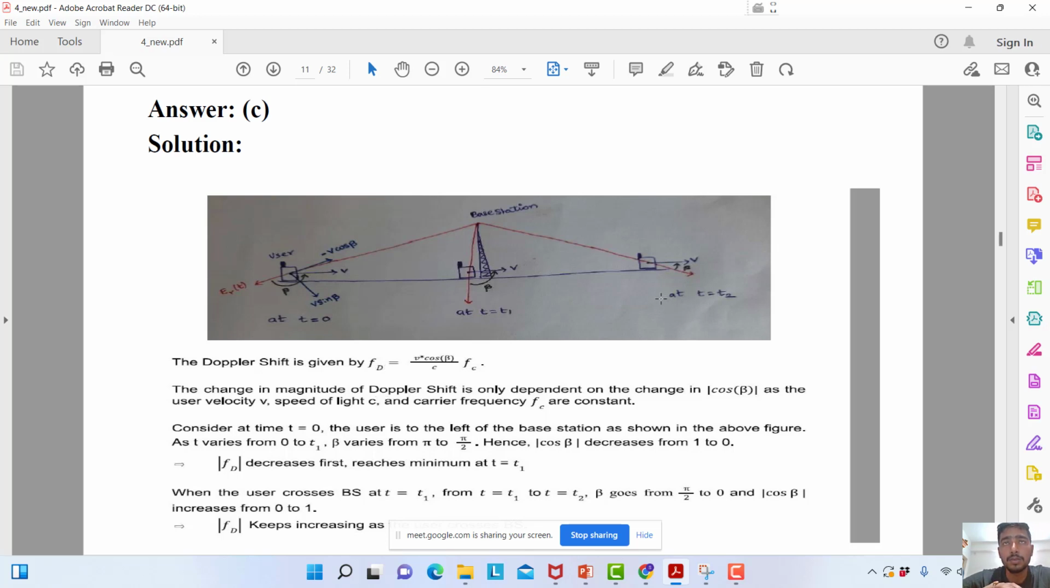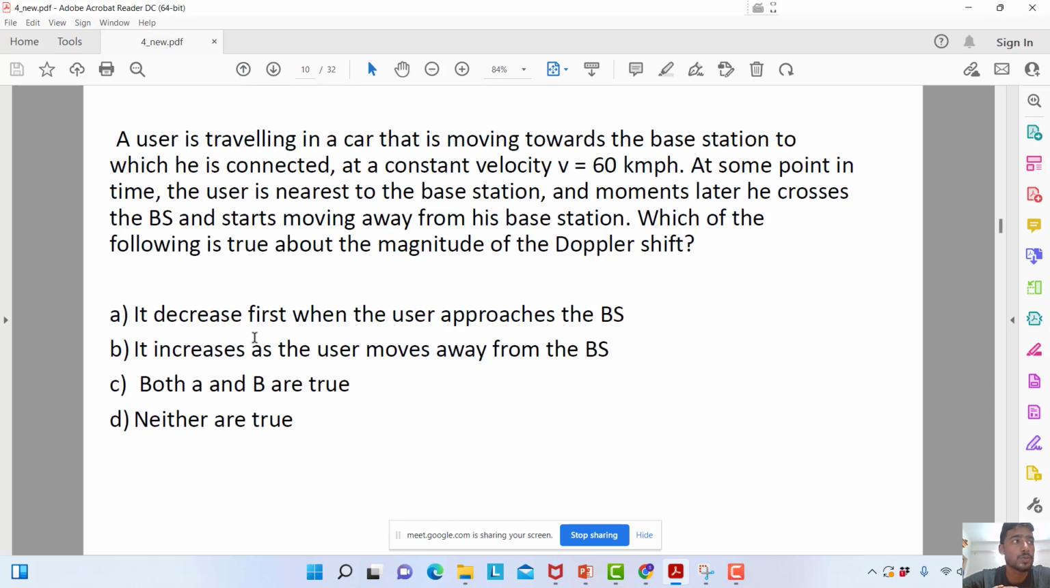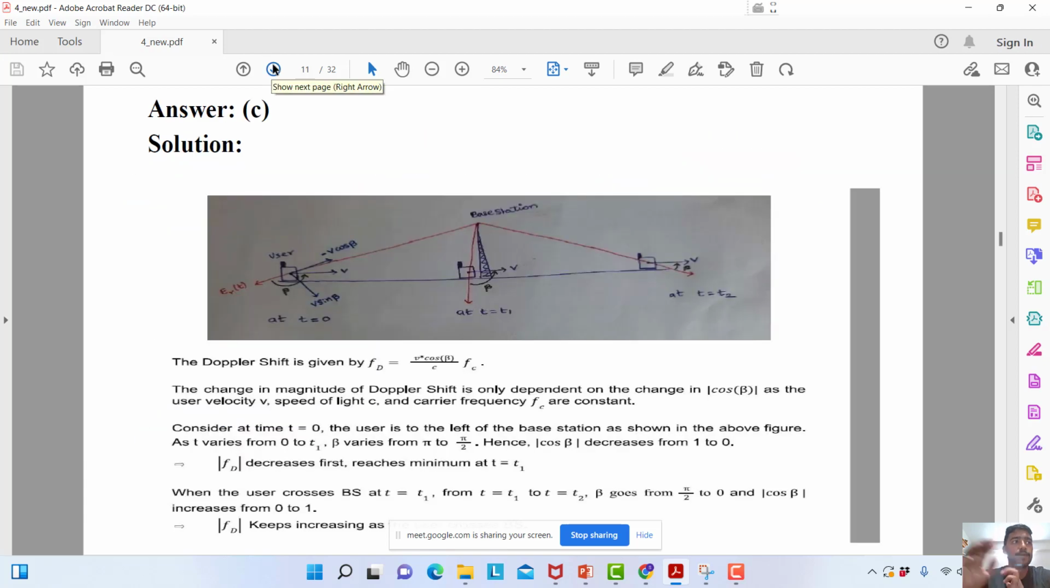Next we are moving away from the base station. From t1 to t2, beta goes from pi by 2 to 0. Cos pi by 2 is 0, and cos 0 becomes 1. So in this condition fd is increasing after the user crosses the base station. The first option, that it decreases first when the user approaches the base station, is right. It increases as the user moves away from the base station, which is also right. So option C is the correct answer: both A and B are true. If anybody has a doubt, please ask.